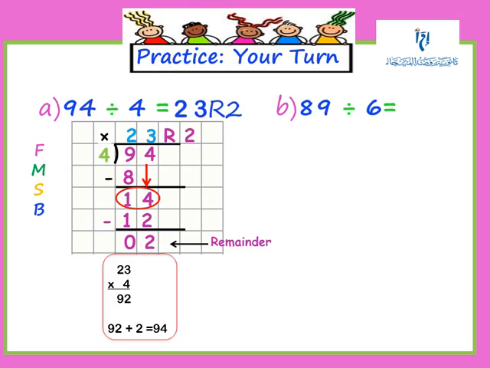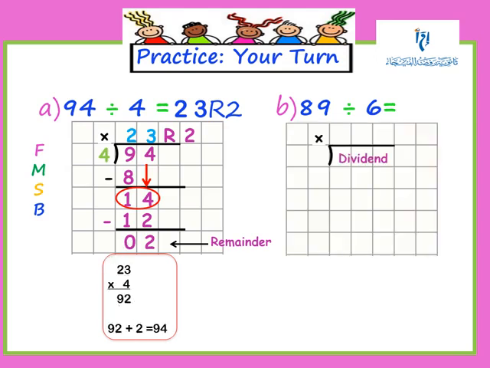Now the second one. But before, remember, if you want to check that your answer is correct, you can simply multiply the 3 by 4 and add up the 2. If you ended up with the same dividend, then your answer is correct. The second one is 89 divided by 6.